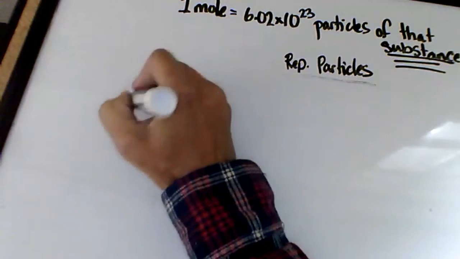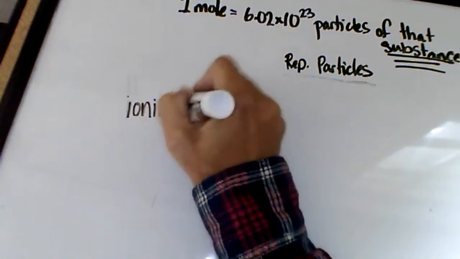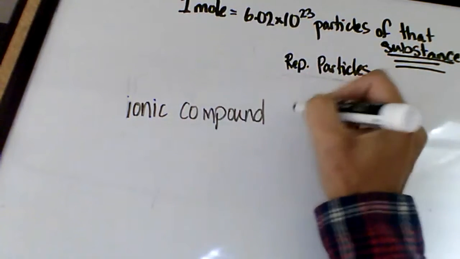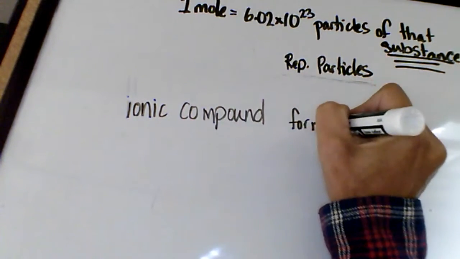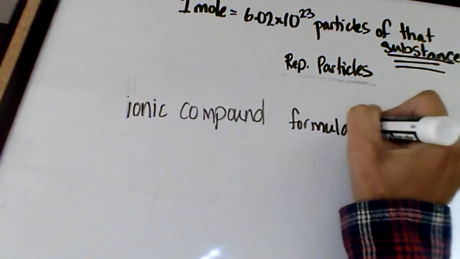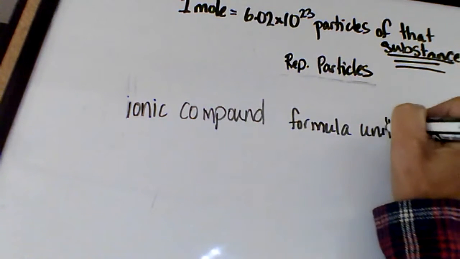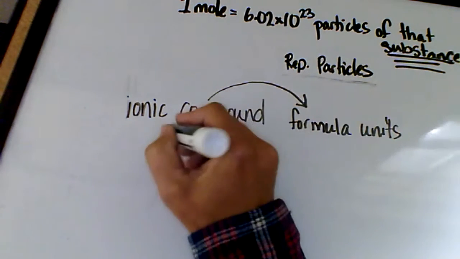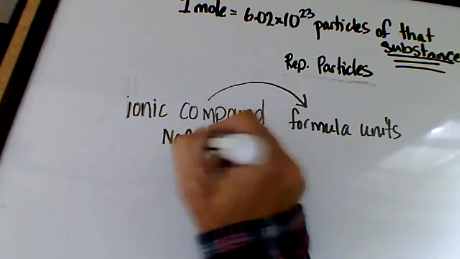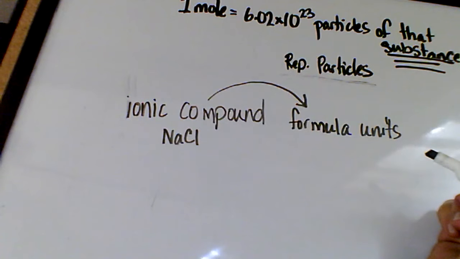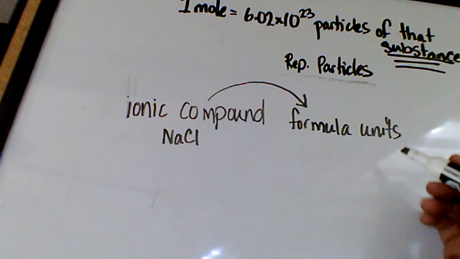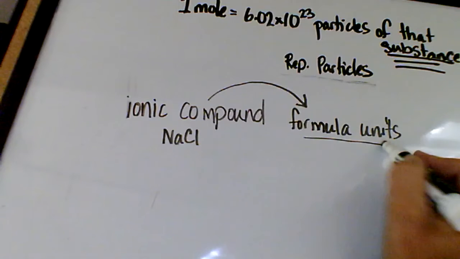We kind of just did. Let's say that we have an ionic compound. Well, an individual ionic compound is referred to as a formula unit. So the particles of ionic compounds are called formula units, such as NaCl. Each individual NaCl is referred to as a formula unit.